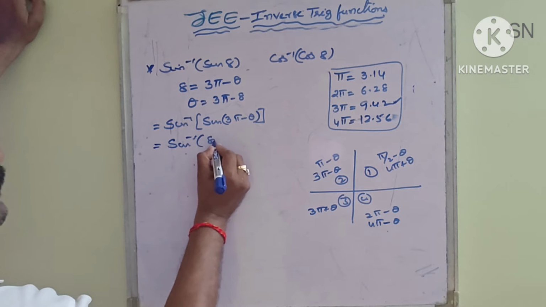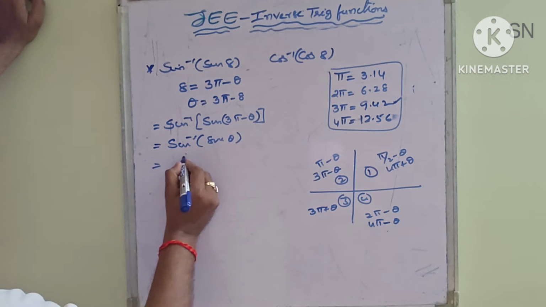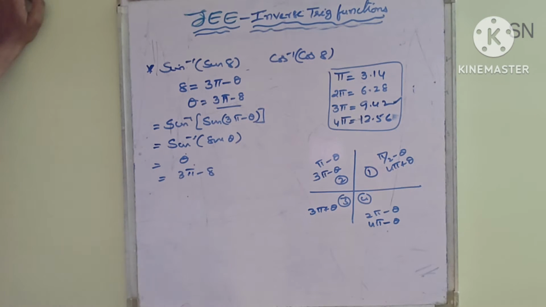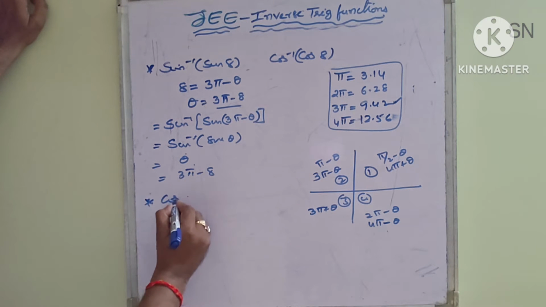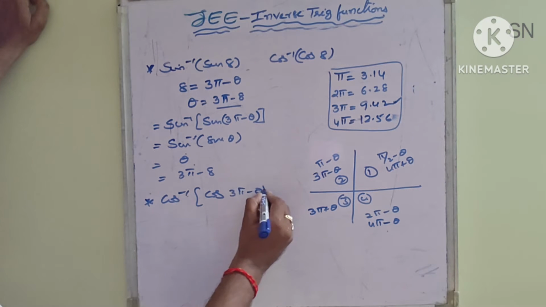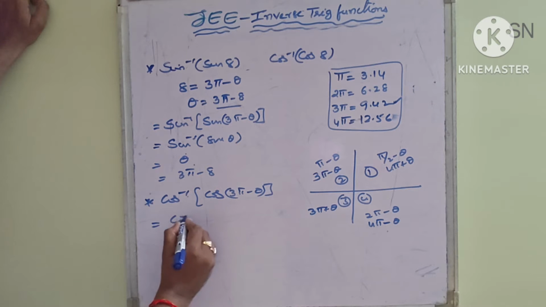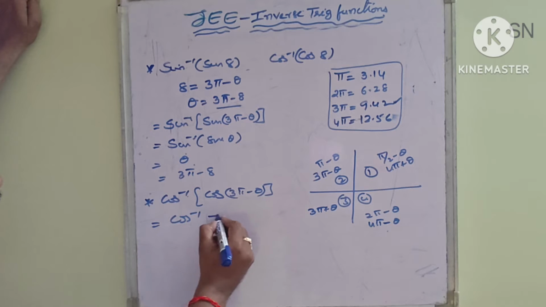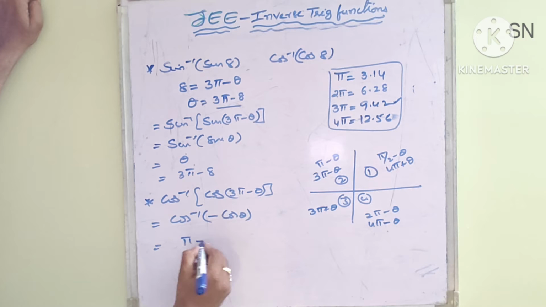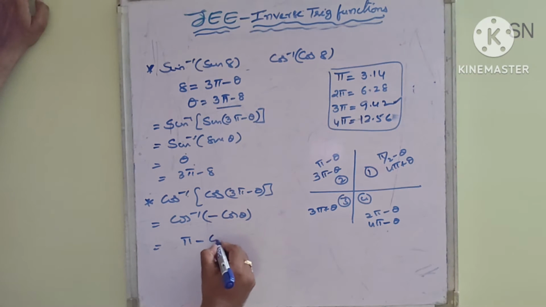So sin inverse of sin theta means theta. So what is the theta value? 3 pi minus 8. So this is the sin. Now what is the cos? Here cos inverse of cos 8 means 3 pi minus theta. 3 pi minus theta lies in which quadrant? Here the second quadrant, cos is negative, minus cos theta. So cos inverse of minus cos theta is pi minus cos inverse of cos theta.